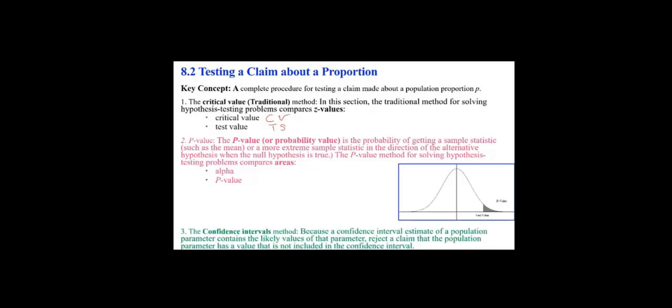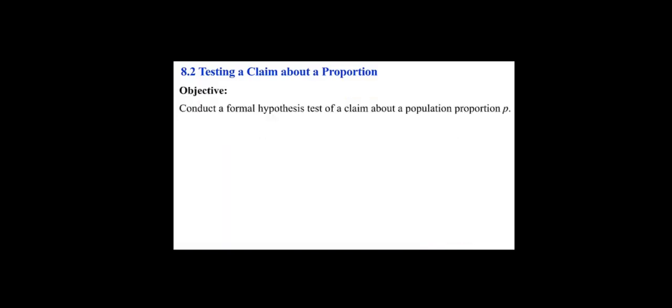Finally, we look at the confidence interval. In the case of the confidence interval for proportion, the results may not be identical because we use a slightly different formula for the confidence interval. As you remember, for E, we use p hat and q hat. But for the test statistic, we use p and q. That's the reason. So the confidence interval method: because the confidence interval estimate of a population parameter contains the likely values of that parameter, reject the claim that the population parameter has a value that is not included in the confidence interval. The objective is to conduct a formal hypothesis test of a claim about the population proportion p.